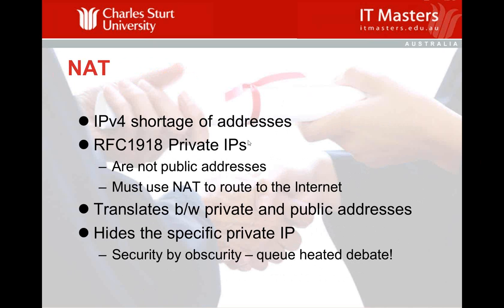So NAT's basic job is to translate between the private and public addresses. It allows a host configured with a private address to be stamped with a public address, thus allowing that host to get out across the internet. And then it's also possible to translate multiple privately addressed hosts inside to a single public address, which conserves the public address space, and we'll see how that works shortly.